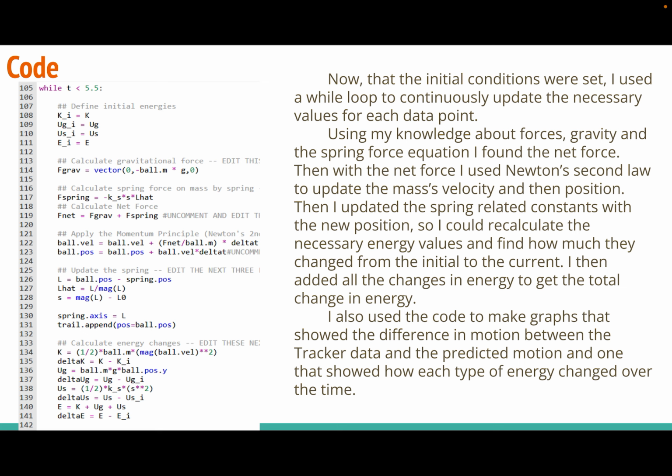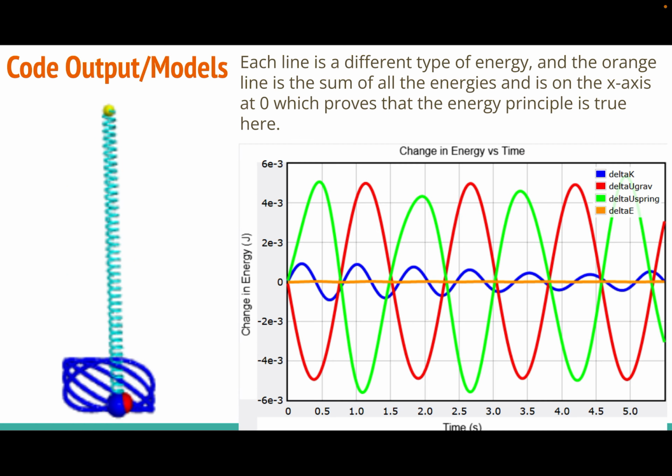Then I updated the spring-related constants with the new position so I could recalculate the necessary energy values and find how much they changed from the initial to the current. I then added all the changes in energy to get the total change in energy, which in this case is 0. I also used the code to make graphs that showed the difference in motion between the Tracker data and the predicted motion, and one that showed how each type of energy changed over time. And that's the graph that is shown right here.